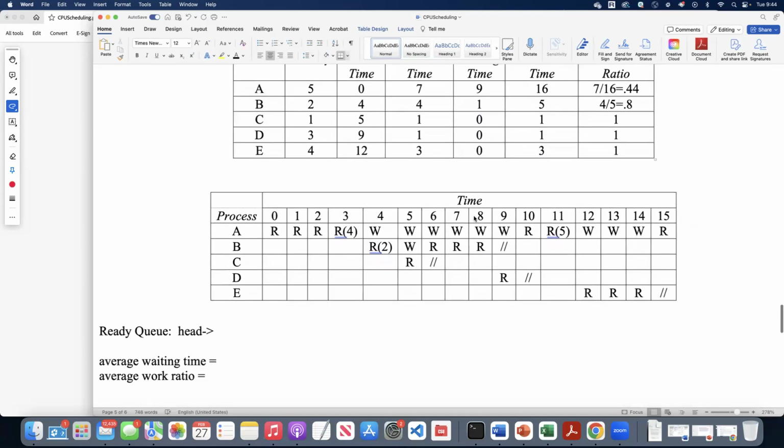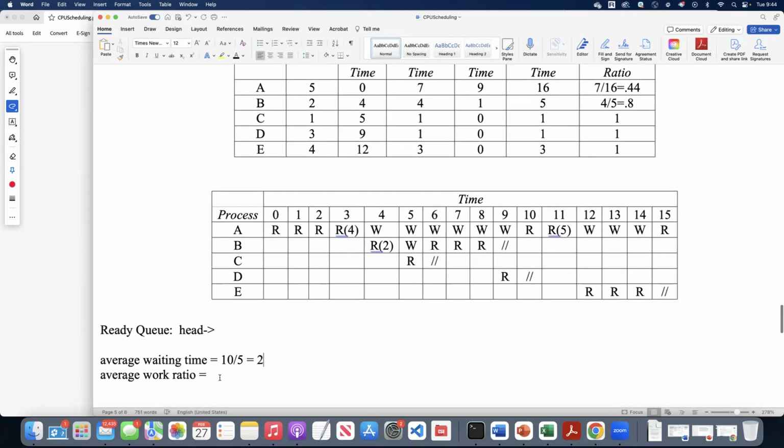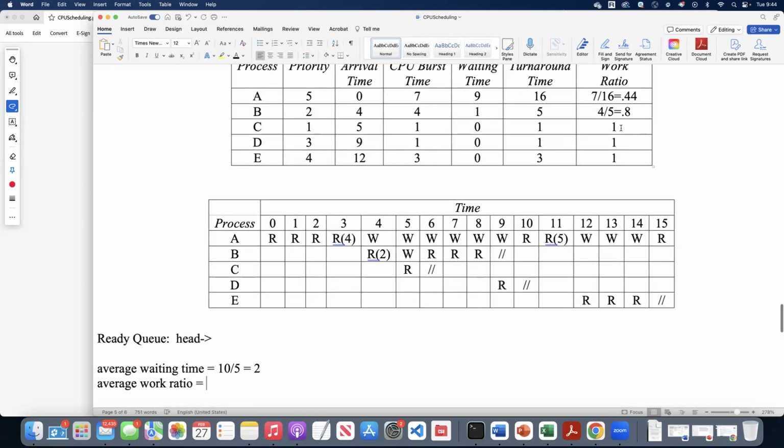Now we can calculate the average waiting time. The average waiting time is 9 plus 1 divided by 5. This is 10 divided by 5 equals 2. The average waiting time for each process is 2 time units. The average work ratio is 0.44 plus 0.8 plus 3, divided by 5. This is equal to 0.85.